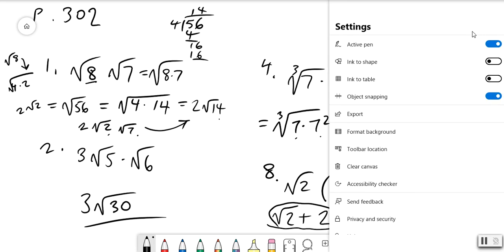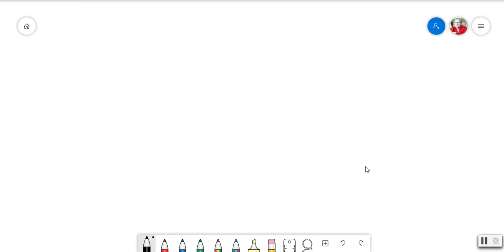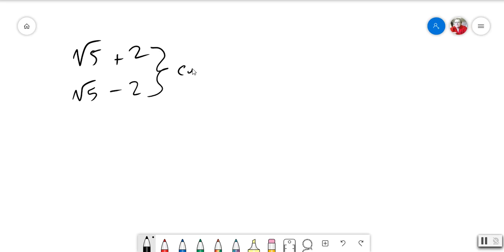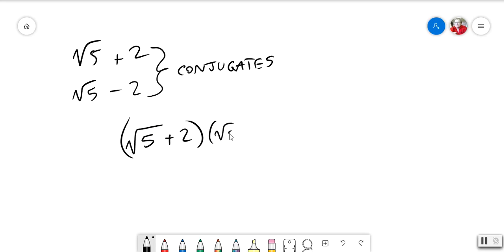Now, if you have something like this, if you had the square root of 5 plus 2, these two different expressions are said to be conjugates, because when you multiply them, you lose the roots altogether. Watch what happens. If I said the root of 5 plus 2 times the root of 5 minus 2, this is a FOIL problem.